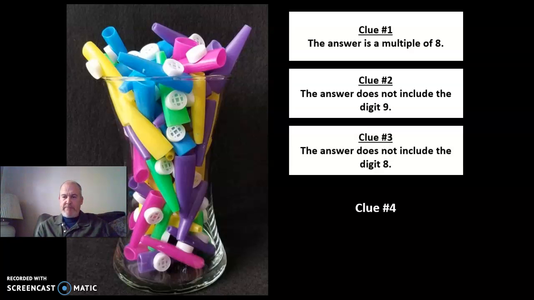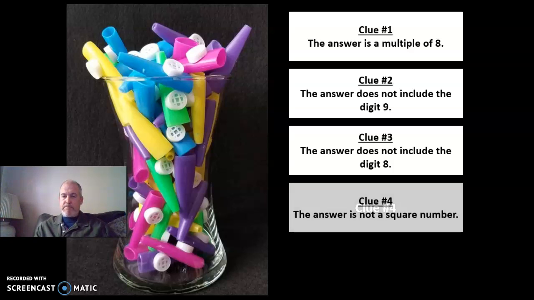Clue number 3. The answer does not include the digit 8. Okay, well again, with my 64, I'm still in good shape. So hopefully we'll see what clue number 4 brings us. Take a look. The answer is not a square number. Okay, now I've got to make a change.